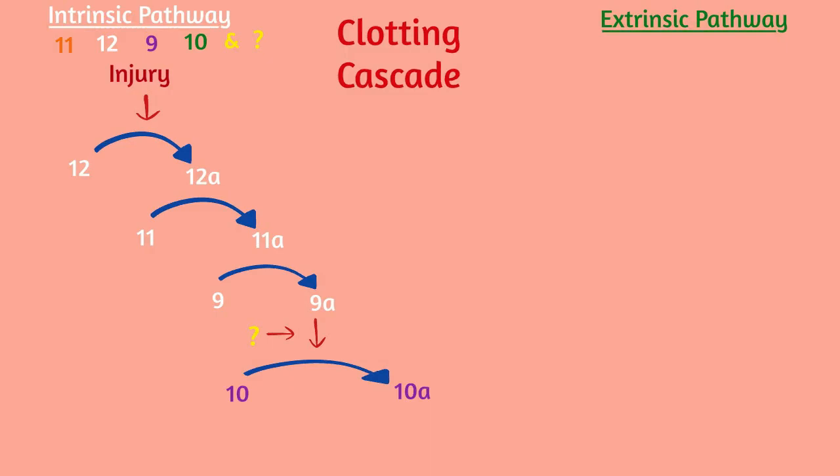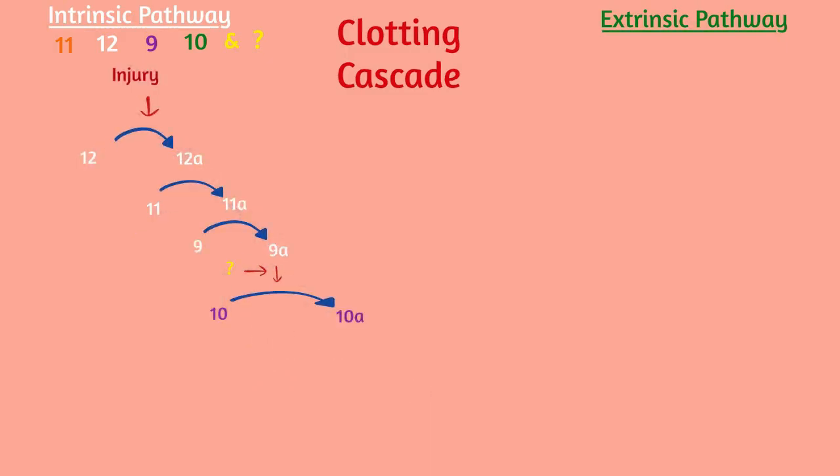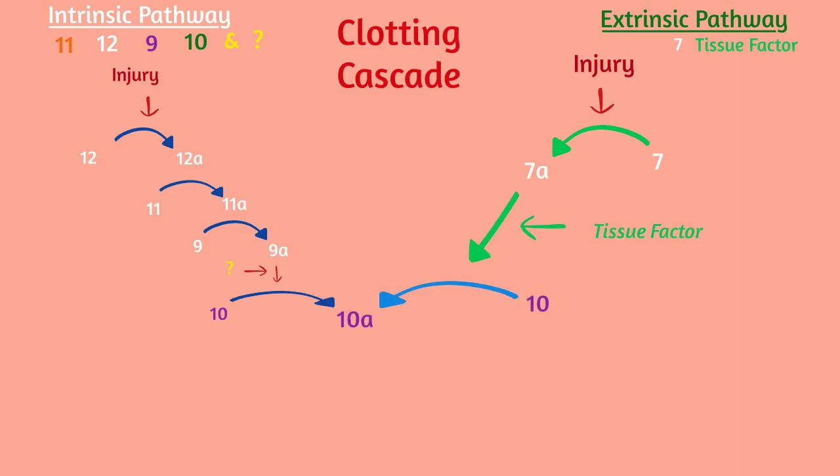Now for the extrinsic pathway. The only factor conversion that takes place when injury occurs is factor 7 to factor 7A. Factor 7A, in combination with a tissue factor, are the catalyst for converting factor 10 to factor 10A. Similar to this tissue factor on the extrinsic pathway, you may have noticed a mystery factor on the intrinsic pathway side. This mystery factor is factor 8A, a factor associated with the bleeding disorder hemophilia A.